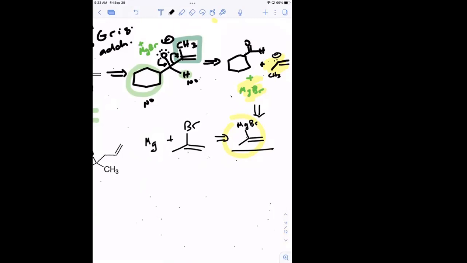Hopefully you're making the connection between where we started and where we are now, because we started out with just how to make alkyl halides. Now we're talking about how to use them. And there are multiple uses for these types of compounds. All right, let's do the next one.